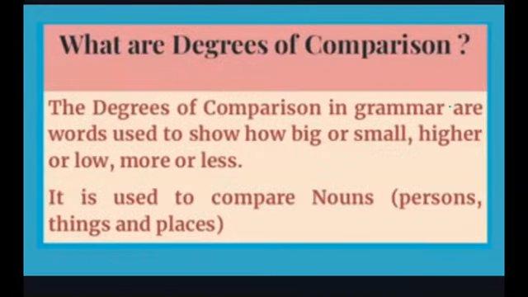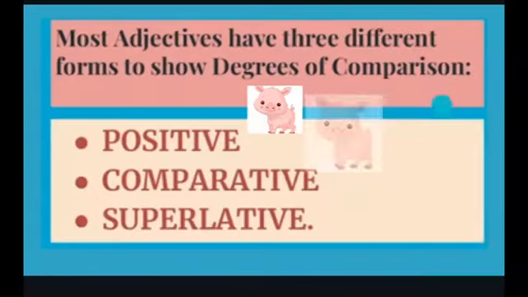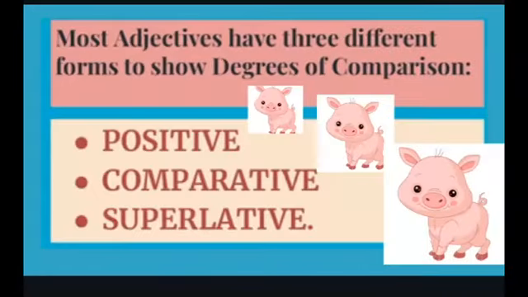Let's get started. What are degrees of comparison? The degrees of comparison in grammar are words used to show how big or small, higher or lower, more or less an object is. That means it is used to compare nouns, that is persons, things and places. There are 3 degrees of comparison: positive, comparative and superlative.